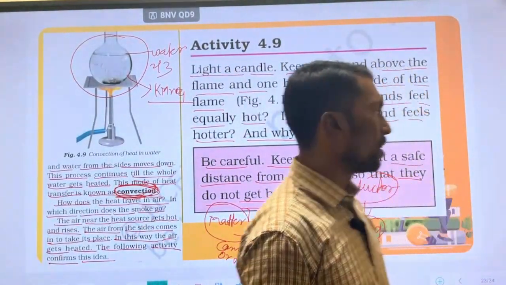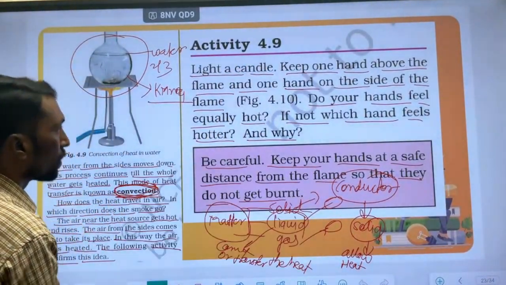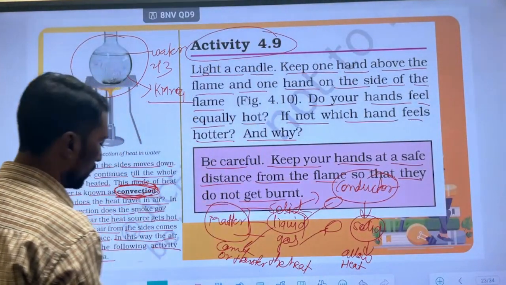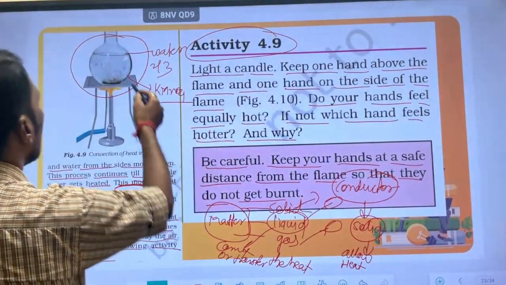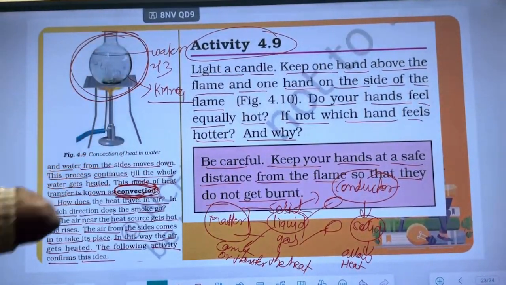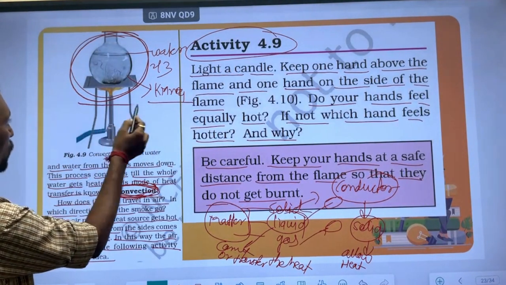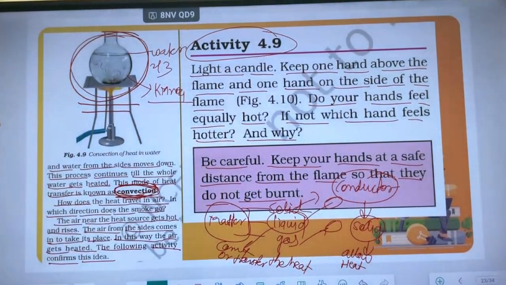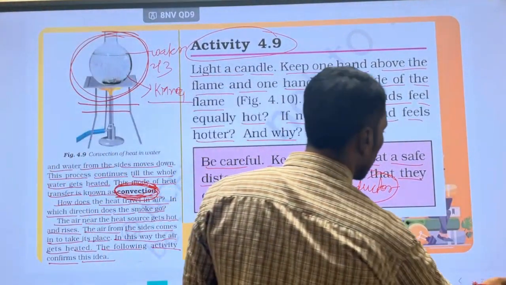In yesterday's lecture, we discussed activity number 4.9. These candles, this instrument, this setup is also shown in the figure in your textbook, and we also discussed this figure. According to that, convection is there.